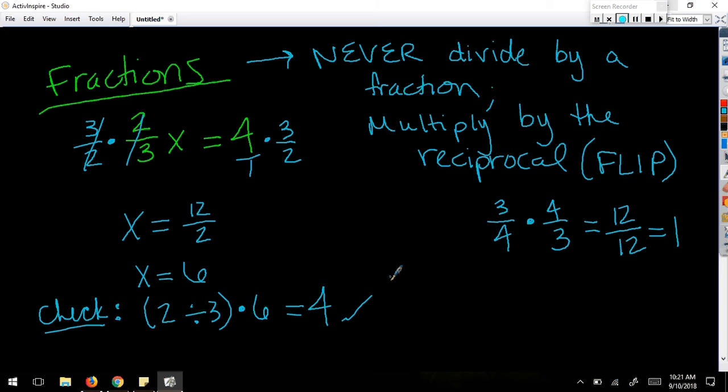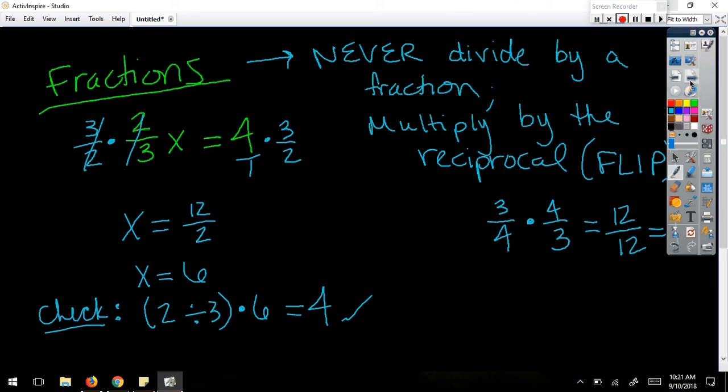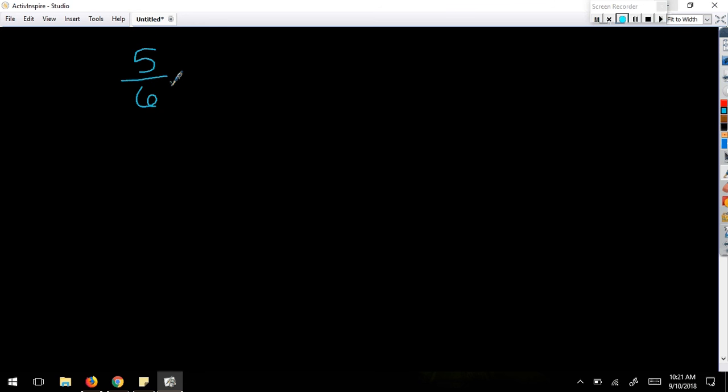Let's do one more like this. Oh my goodness. Let's change the variable up a little bit too. This is the last one. Are you sure? Sure.